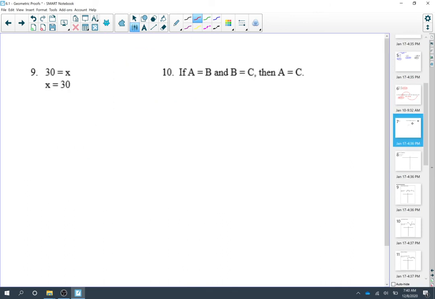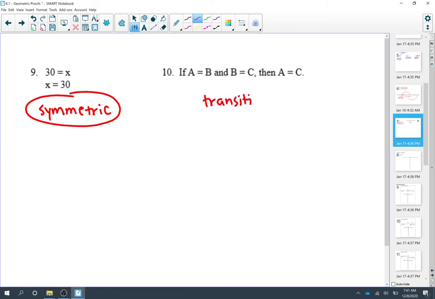Number 9, 30 equals x, so x equals 30. That once again is symmetric. They're just being flipped around. And then number 10, if A equals B and B equals C, then A equals C. This one is transitive. Because if they're both equal to B, then we really don't need the B. We can just say A is equal to C.